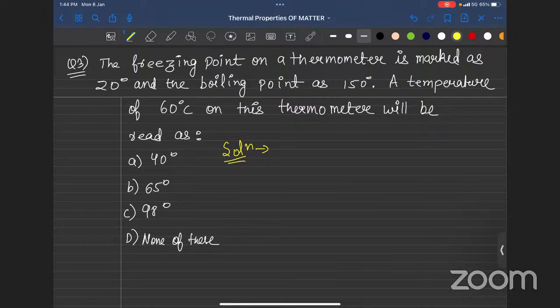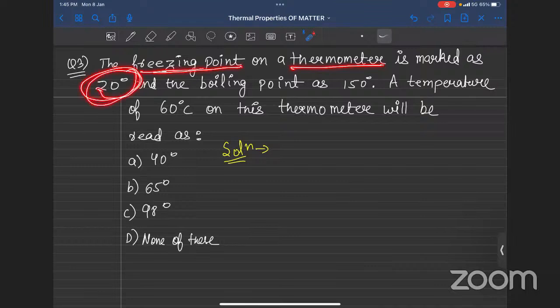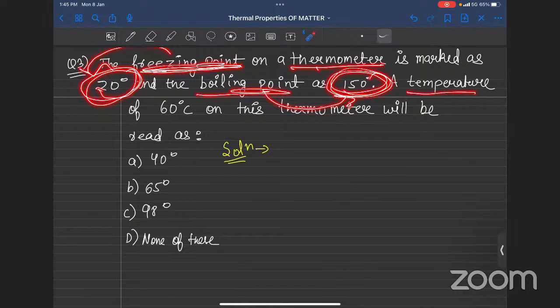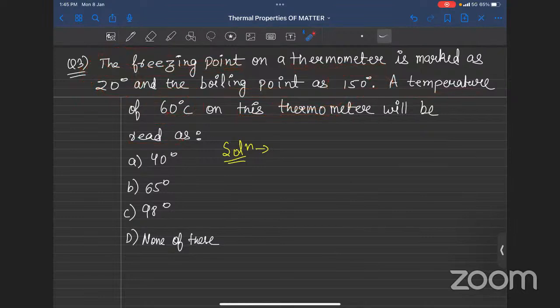Okay, students, so time is up. Let us solve this. If you try to understand the numerical, it says the freezing point of a thermometer is marked as 20 degree, and the boiling point is marked as 150 degree. A temperature of 60 degrees Celsius on this thermometer will be read as what? So it's a random scale, isn't it? So let's solve this question.